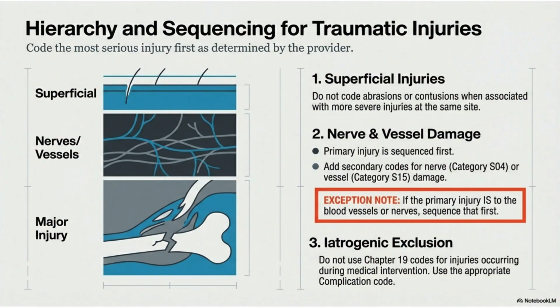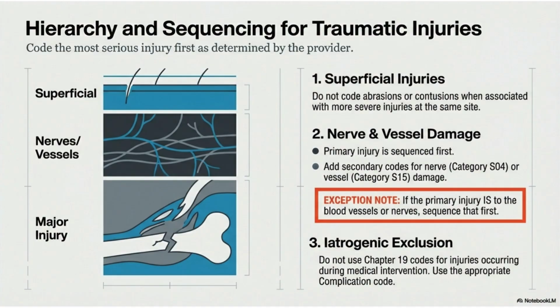When multiple injuries occur at the same site, sequencing matters. We always start with the most serious injury, as documented by the provider. Superficial injuries like abrasions or contusions are not coded when a more severe injury exists at the same location. If there's nerve or vessel damage, the primary injury is coded first, and then the nerve or vessel injury is added as a secondary code, unless the nerve or vessel injury is the primary injury, in which case it moves to the top.